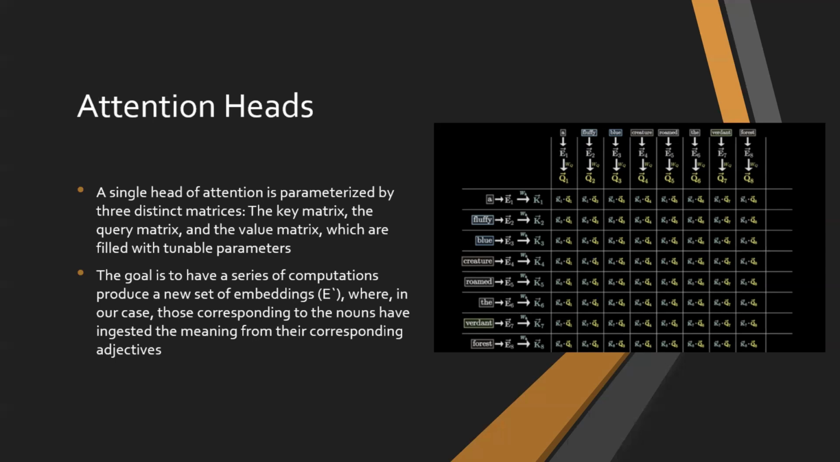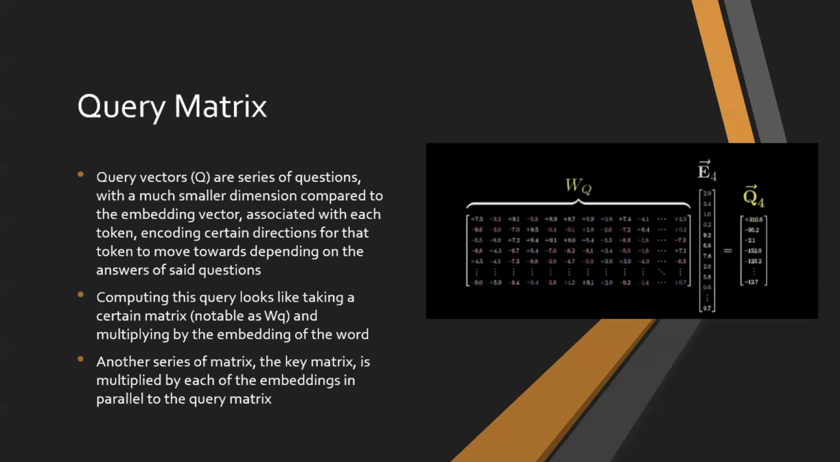The goal is to have a series of computations produce a new set of embeddings, E, where, in our case, those corresponding to the nouns have ingested the meaning from their corresponding adjectives. So as we can see here, this is an example of what we're referring to, especially in consideration of the key matrix and the query matrix. First we have the query vectors, noted as Q, which are a series of questions with a much smaller dimension compared to the embedding vector associated with each token, encoding certain directions for that token to move towards depending on the answers to said questions.